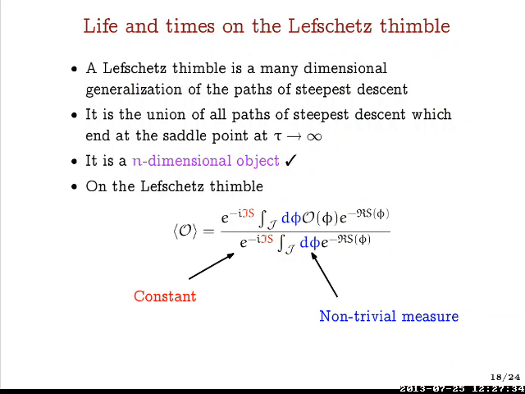So that's the definition. You do that. The point is, it is an n-dimensional object. So the dimension of this manifold is the same as the dimension of your original integral. So that's a very good thing. You are not changing dimensions or anything.